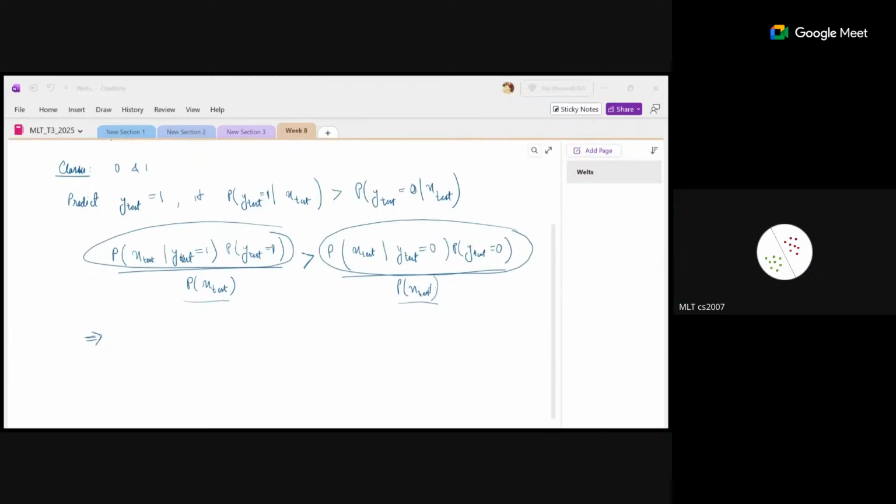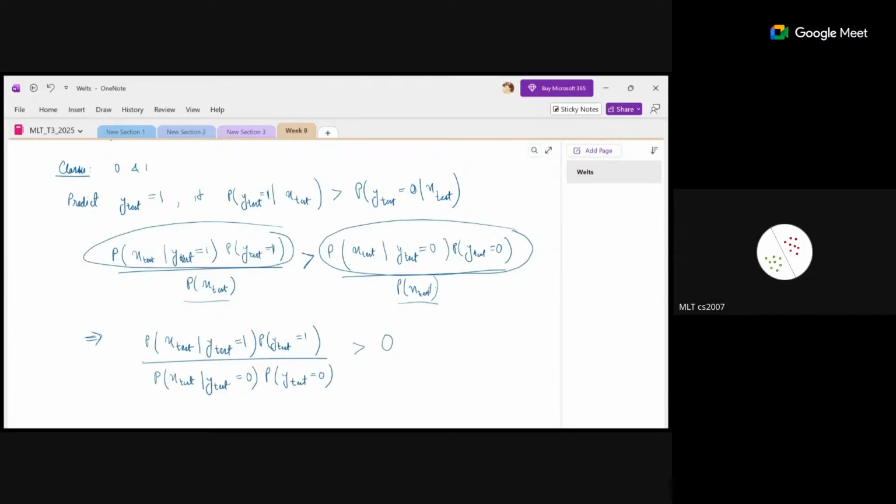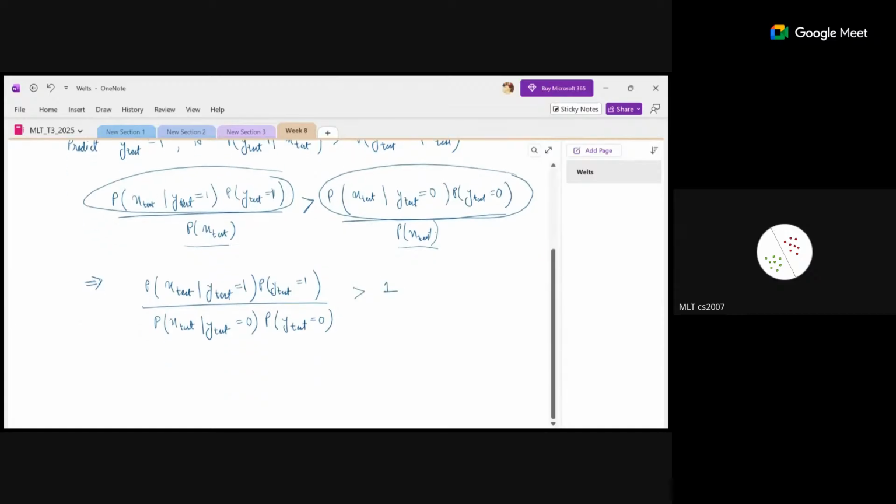So if you have to write it, we can say the probability of X test given Y test equal to 1, times the probability of Y test equal to 1, divided by the probability of X test given Y test equal to 0, times the probability of Y test equal to 0, and this should be greater than 1. Okay. So this is what happens.